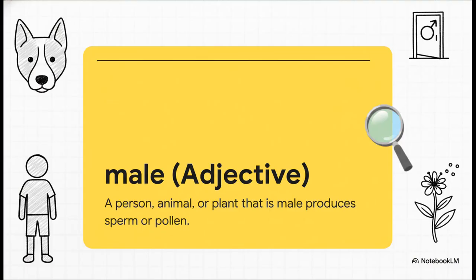Okay, first up, you've got male used as an adjective. This is its describing role, right? It's used to point out that a person, an animal, or even a plant is the kind that produces sperm or pollen. Like a male dog or the male changing room.